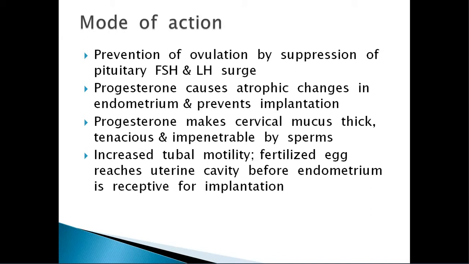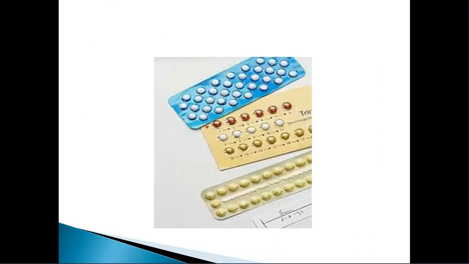Then increased tubal motility also occurs because of these hormones, and the fertilized egg reaches the uterine cavity before it reaches the appropriate stage of development. Usually it is implanted when the fertilized egg is in the blastocyst stage. Now, when it reaches the uterus very early, and the endometrium is also not at the adequate level of development, then implantation cannot occur. So, these are the various effects of the hormones in preventing pregnancy. You can see here the various preparations. This is how the different OC pill preparations will be there.